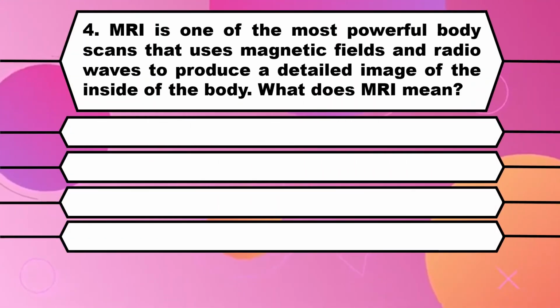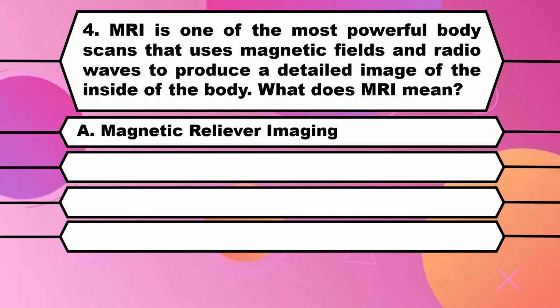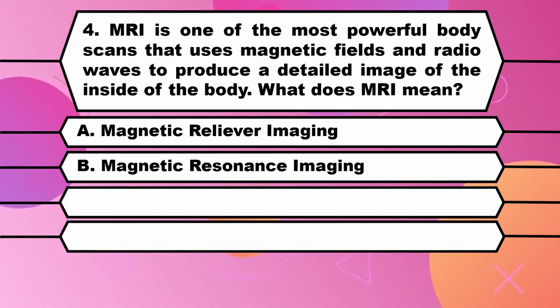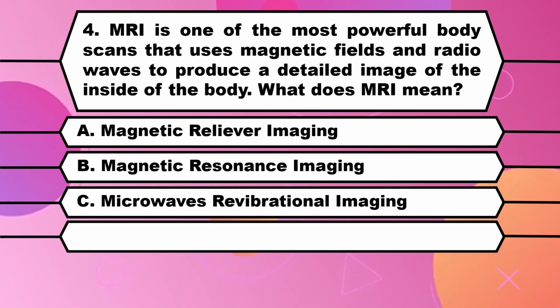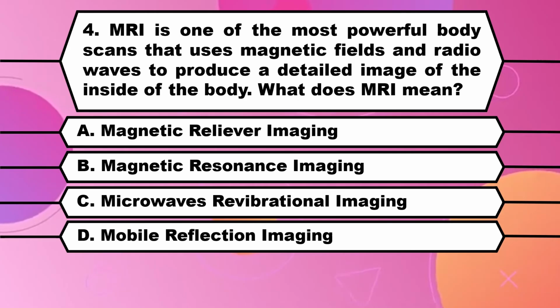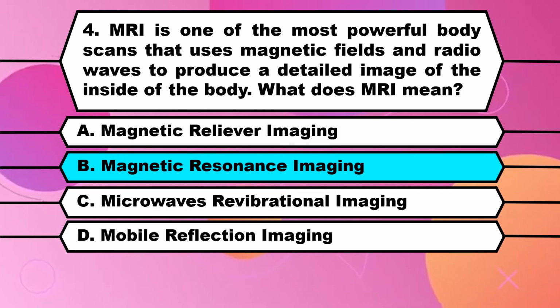Question number 4. MRI is one of the most powerful body scans that uses magnetic fields and radio waves to produce a detailed image of the inside of the body. What does MRI mean? A. Magnetic reliever imaging. B. Magnetic resonance imaging. C. Microwaves vibrational imaging. D. Mobile reflection imaging. The correct answer is B. Magnetic resonance imaging.